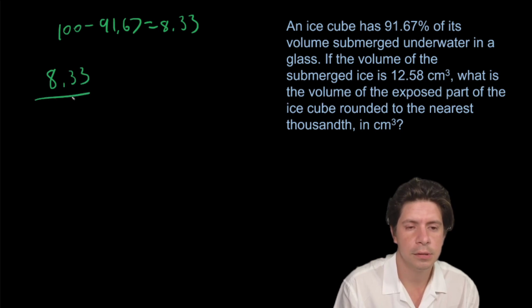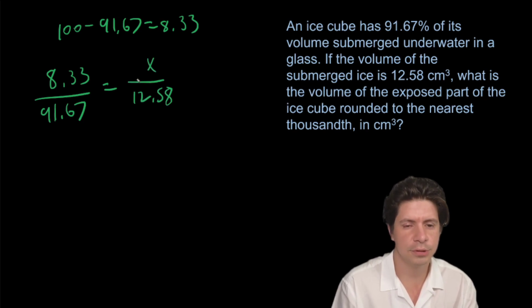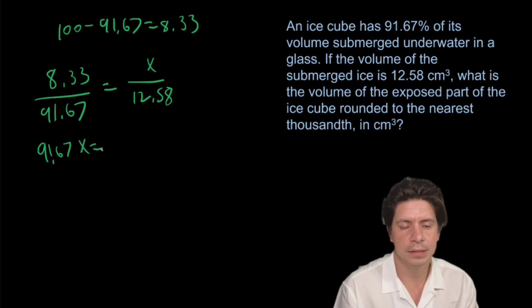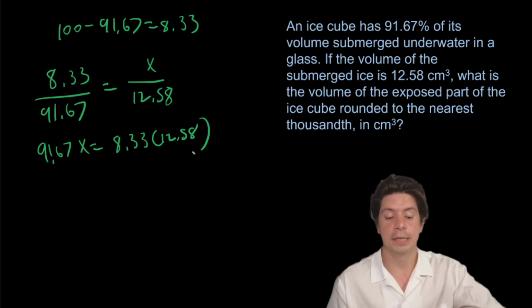So we'll do 8.33 over 91.67 equals x over 12.58. Classic proportion. We'll cross multiply and we'll get 91.67x equals 8.33 times 12.58. Let's do that together in Desmos.